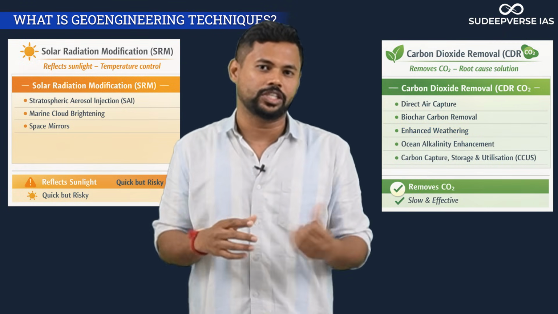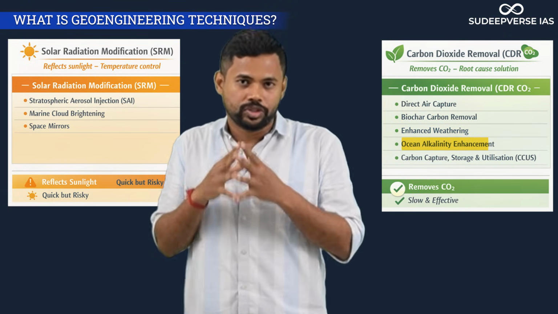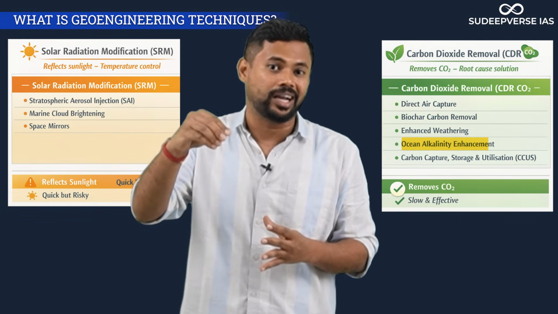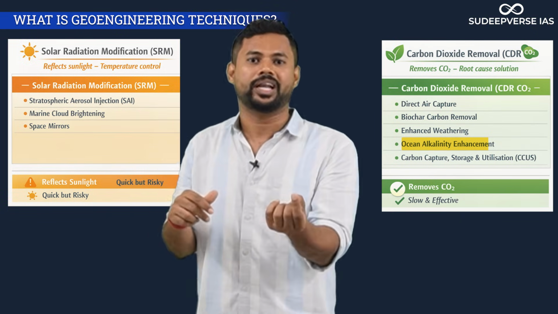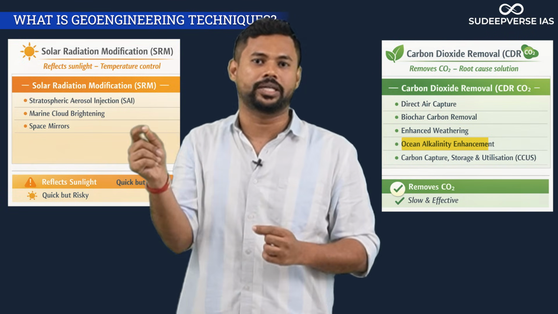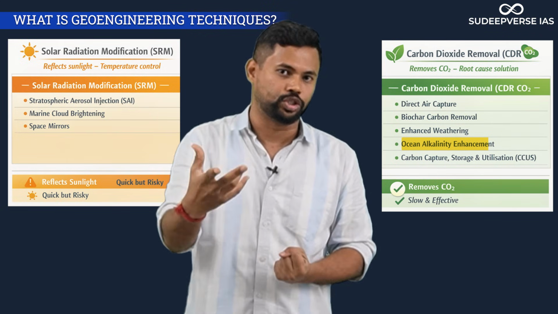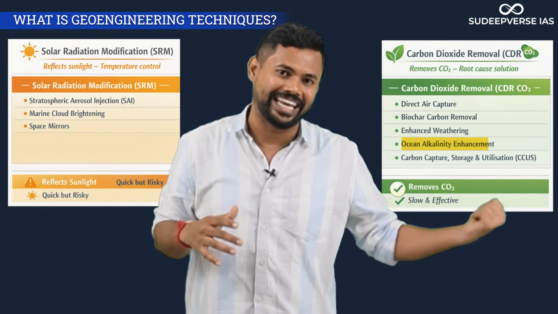The fourth technique is ocean alkalinity enhancement. Now this also works on the same lines as enhanced weathering. The only difference is we add alkaline material over oceans, and those alkaline materials will react with the carbonic acid and neutralize the carbon dioxide and turn it into a form that gets locked in the oceans. So this is what is ocean alkalinity enhancement.